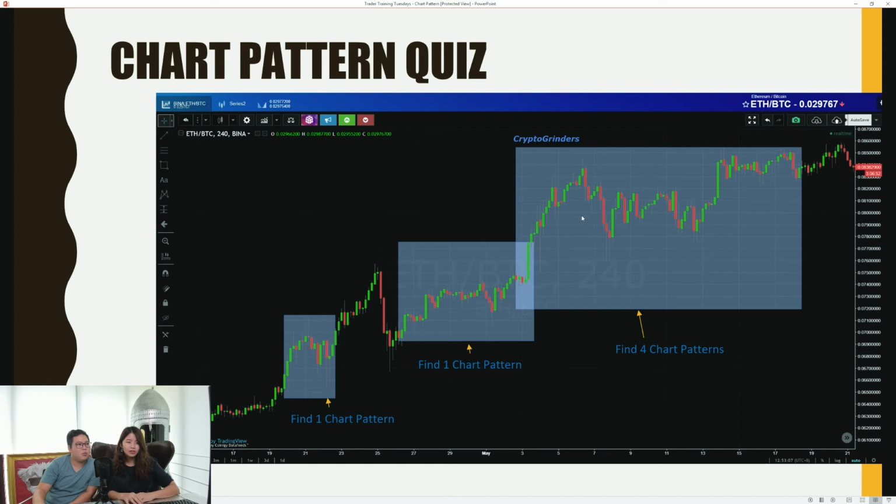Are we supposed to find... No, we have... Okay, this was the head and shoulders. Okay, this was wedge. This is double top. That's 3. Double bottom. That's 4. Okay.